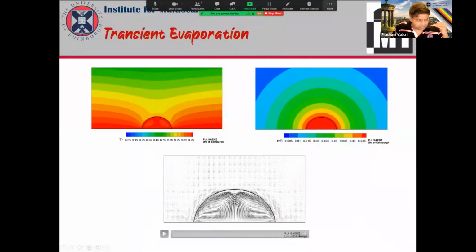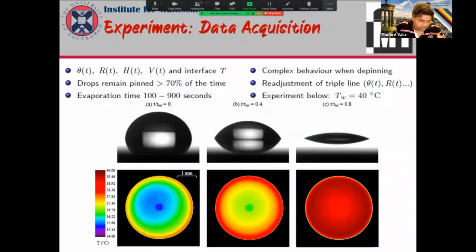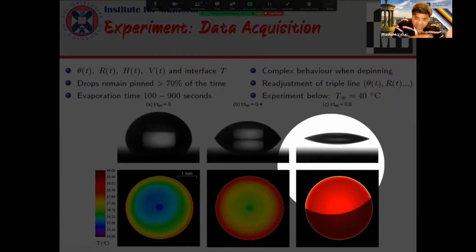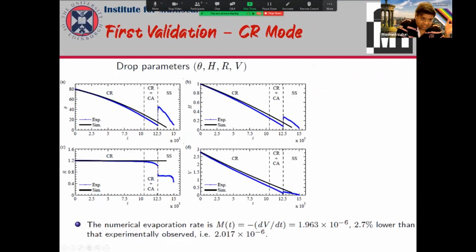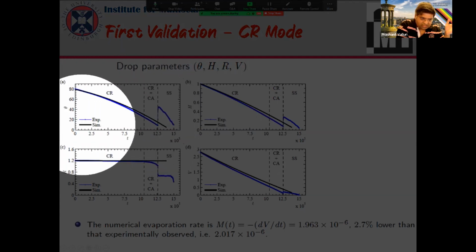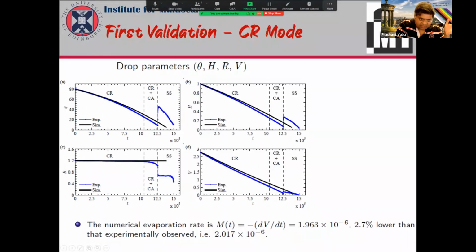Okay. Now, we have done experiments. We can simply deposit a droplet on a copper substrate, and it's just water, with time. You can see this is your infrared image. You can see that this is basically evaporating in a certain way. And when we compare against numerical simulations, we almost predict the same thing. The black line is the simulation, and the blue line is the experiment. So we are very close.